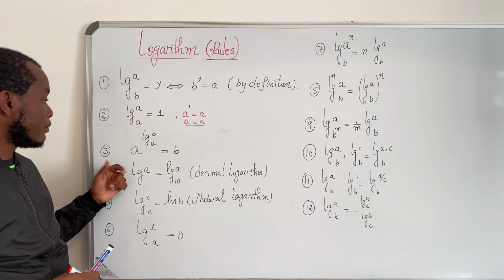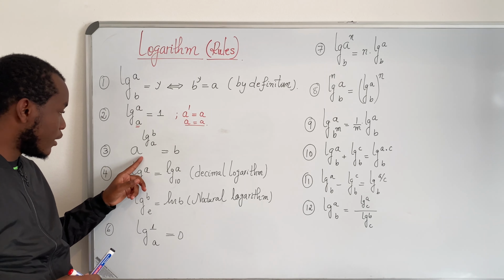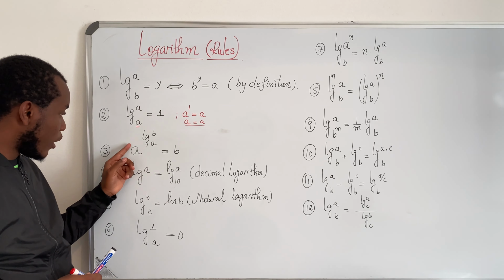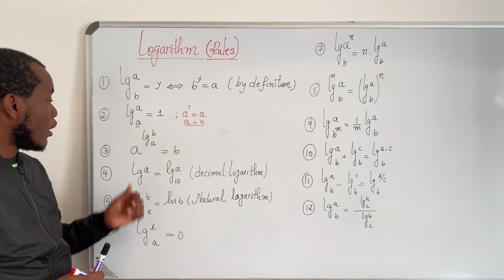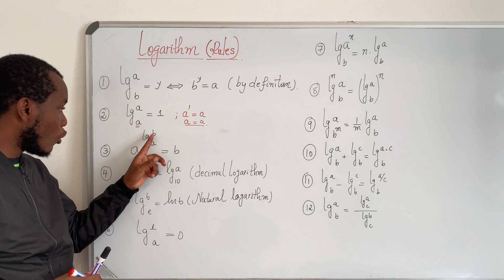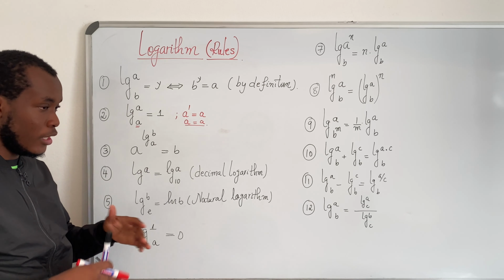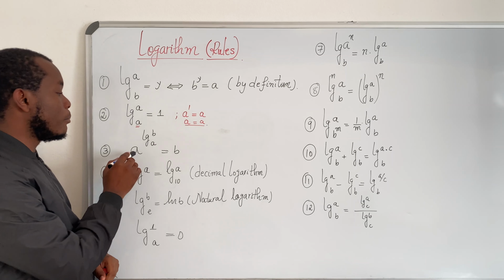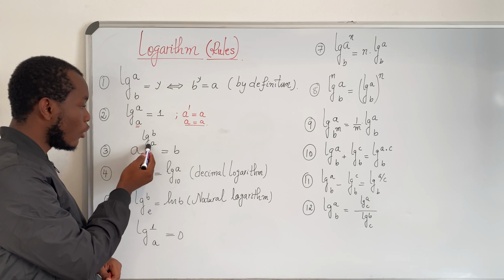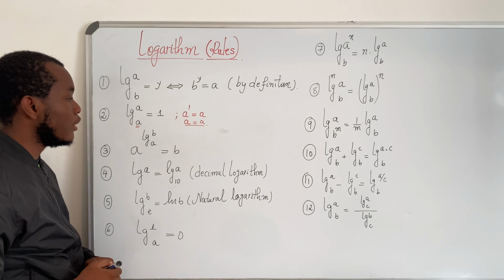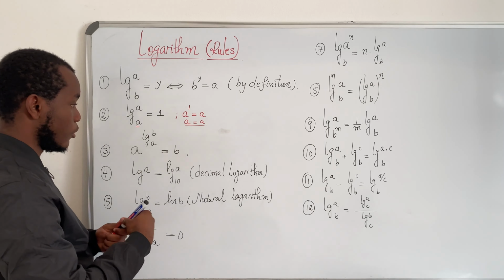Property number 3. This is the main base. This is a power. This base has this exponent, which is also a logarithm. A to the power log of a to the base a is equal to b. In other words, when the main base is equal to the base of the log, then the answer is only the argument. For example, let's say we have, let me change the marker.